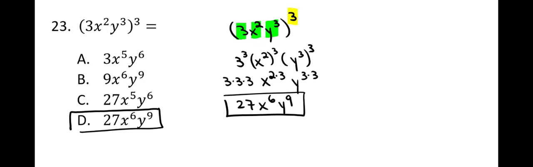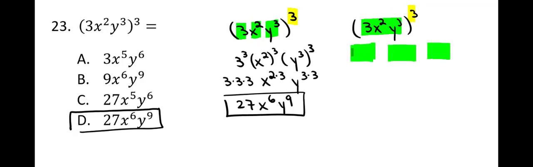Another way to simplify this is if you see this as 3x squared y to the third raised to the third power, this means that the entire base inside the parentheses has to be multiplied by itself 3 times. So this means 3x to the second, y to the third, times 3x to the second, y to the third, times 3x squared, y to the third.